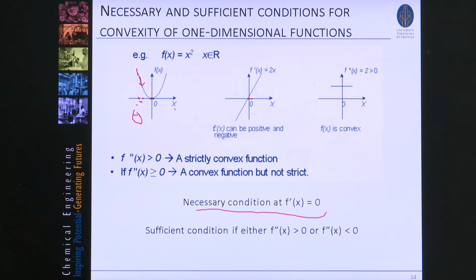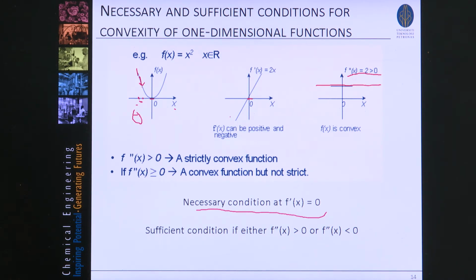But how do we know if this is a minimum in this case or a maximum, as in the convex? So now if we derive this further, the second derivative of this function will be 2. 2 is always positive, regardless of the x values. The second derivative is always 2. So we know that this is positive, and we know that this is then the minimum. It corresponds to the minimum value.